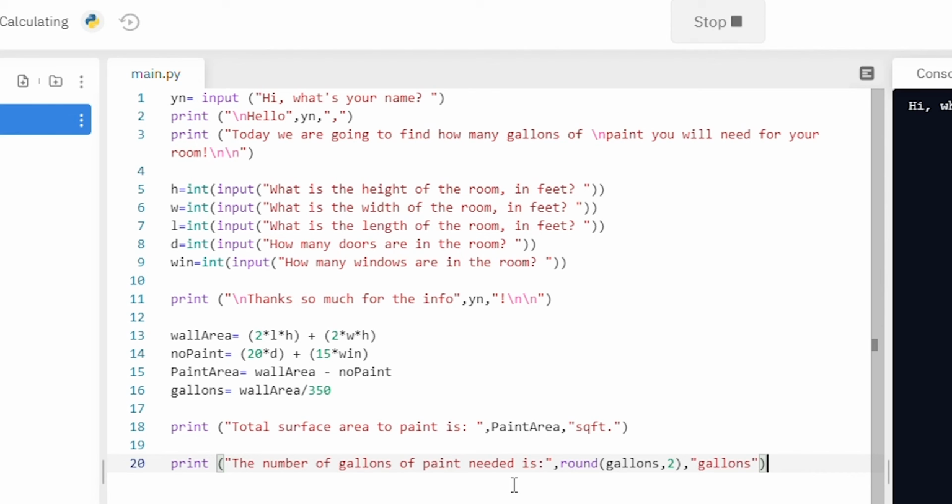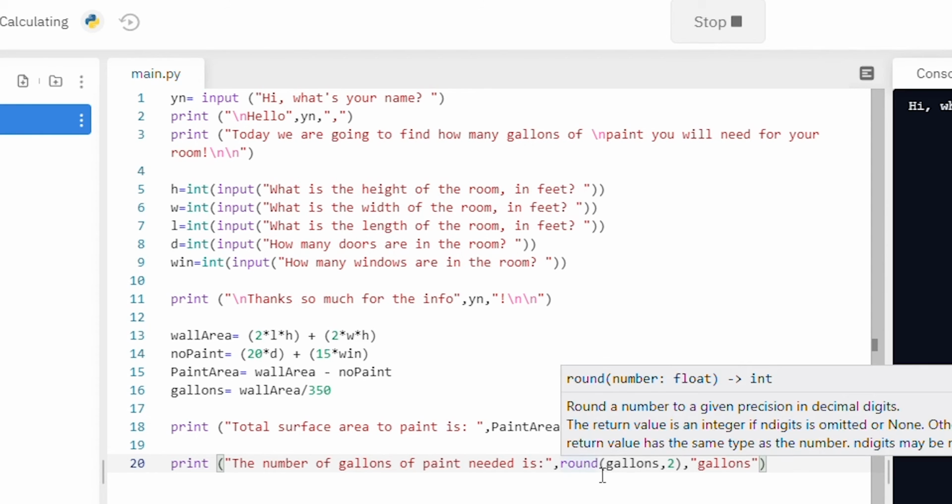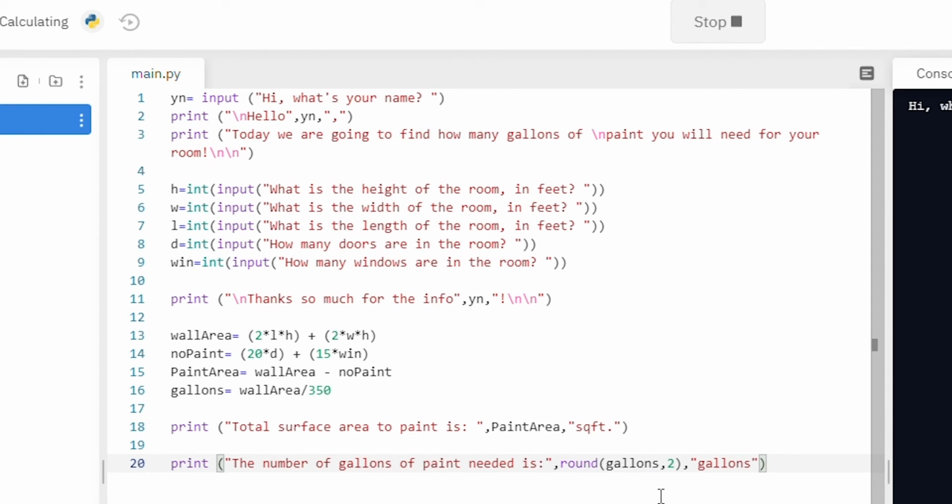And then the number of gallons of paint we're going to need, rounded off to 2 decimal places. So that's what round means. It's going to round the number of gallons all the way to 2 decimal places. So let's see how it works.